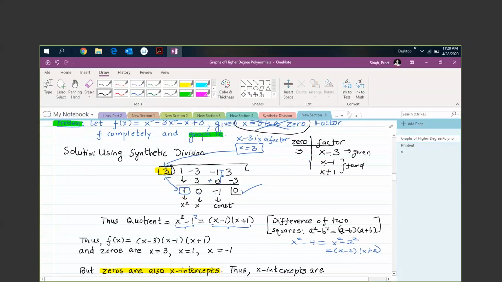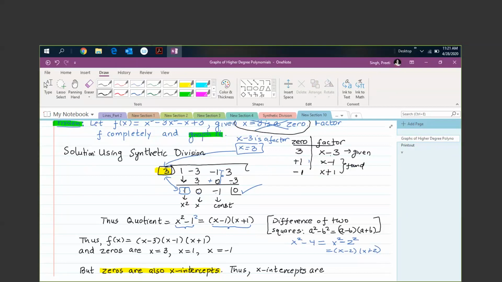Okay, now corresponding to x minus 1, what is my 0? My 0 is plus 1. Corresponding to x plus 1, you set it equal to 0. What do you get? Your 0 is -1. So 3 was given, plus and minus 1. Using synthetic division, we found that those two are also zeros of the polynomial.